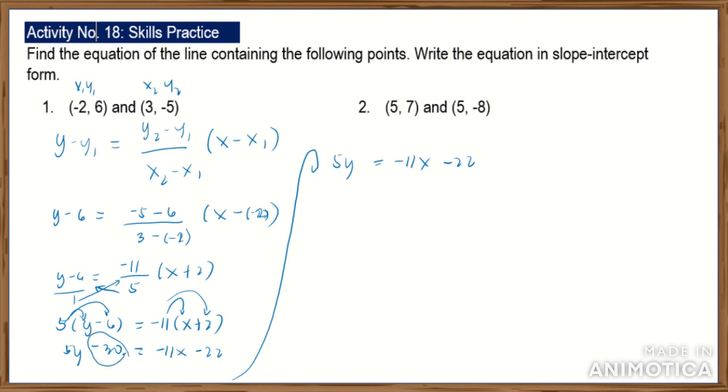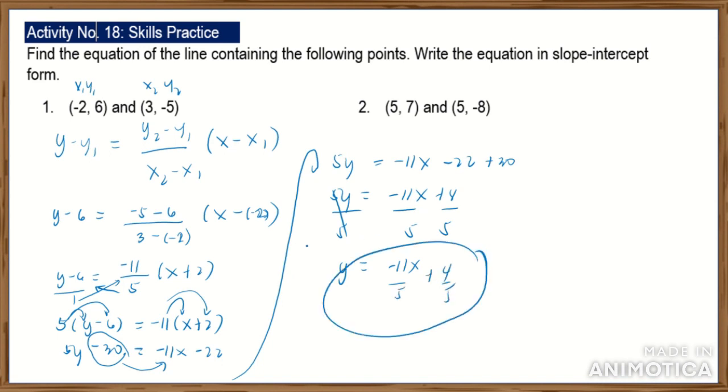Then do not forget to transpose negative 30. It becomes positive 30 here. So we have now 5y is equal to negative 11x plus 8. Then divide all terms by 5. We have now y is equal to negative 11x over 5 plus 4/5. You have to take note that we can also make use of the point with coordinates 3, negative 5 as our point here. So that's for number 1.